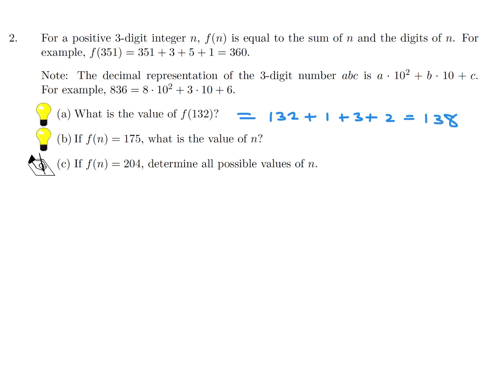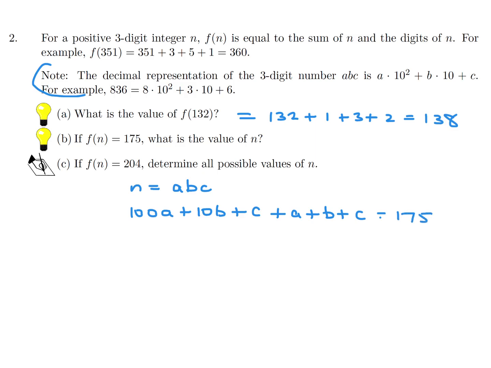If f at n is 175, what is the value of n? Okay, this one is a little bit different. Now we have to go backwards, in reverse. First we have to identify an n. It's a 3-digit integer, and therefore n would be 100a plus 10b plus c. And then that, of course, plus a plus b plus c, and that is equal to 175. So that's the equation that you would have to work with.